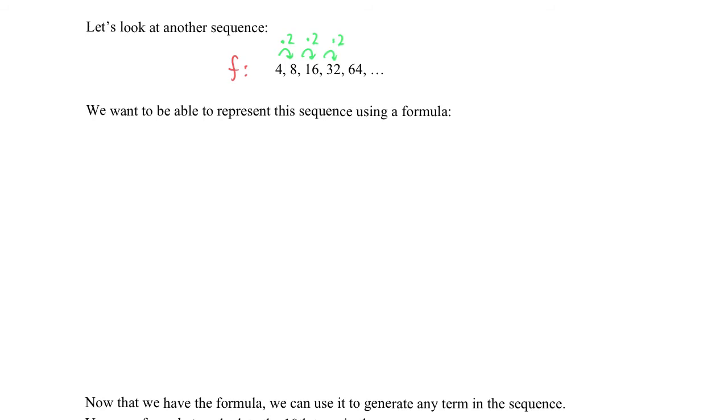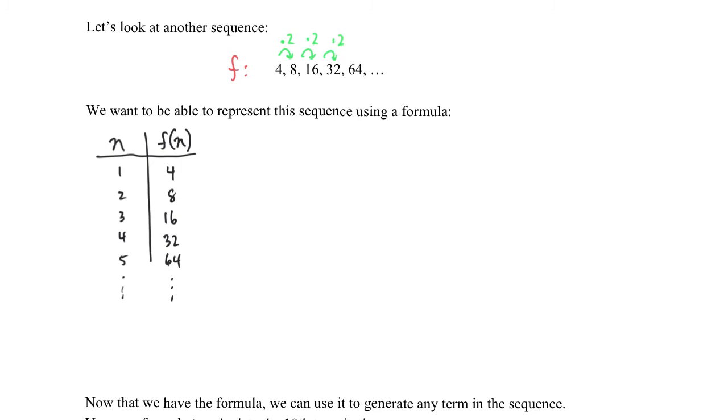Okay, so let's look at our table again. This time we have n, and this time it's going to be f of n because the name of our sequence is f. So n is 1, 2, 3, 4, 5, dot, dot, dot. And what did that output? 4, 8, 16, 32, 64, dot, dot, dot.